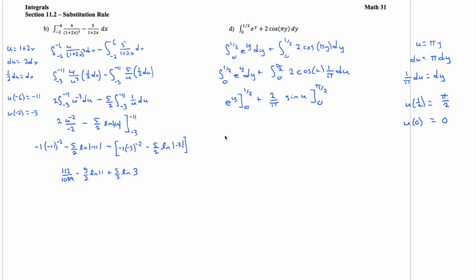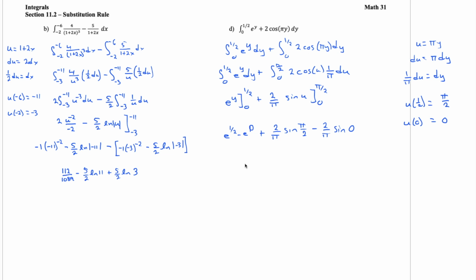So I can just put these values in. This will be e to the 1/2 minus e to the 1, or sorry, e to the 0, which will just be equal to 1. Now I'm going to add to that each of these. So I'm going to have 2 over pi sine of pi over 2, and I'll subtract from that 2 over pi sine of 0.